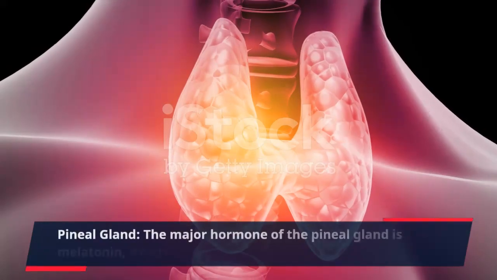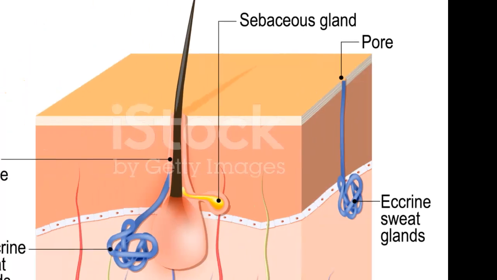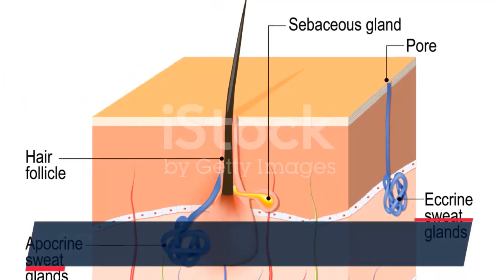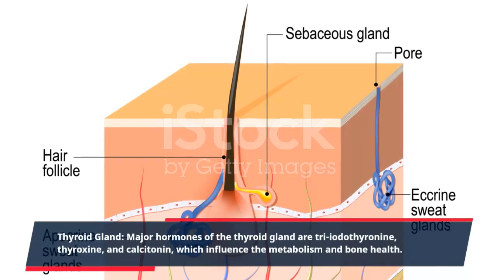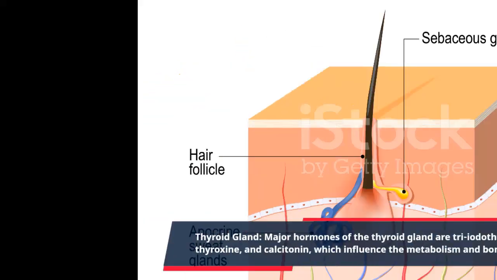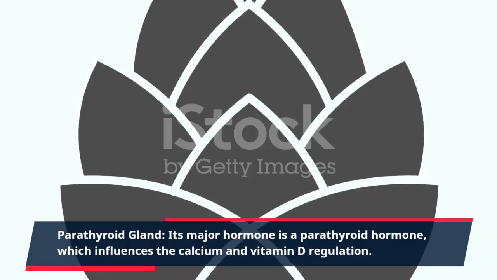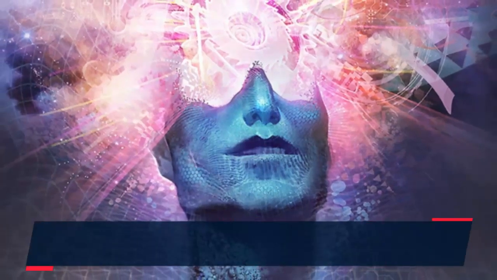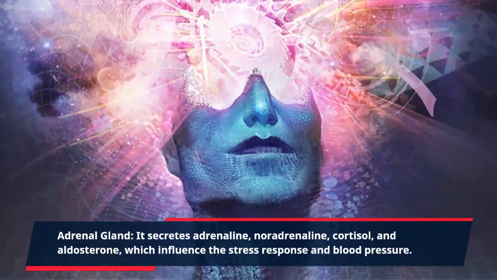Pineal gland, the major hormone of the pineal gland is melatonin, which influences the sleep cycle. Thyroid gland, major hormones of the thyroid gland are triiodothyronine, thyroxine, and calcitonin, which influence the metabolism and bone health. Parathyroid gland, its major hormone is a parathyroid hormone, which influences the calcium and vitamin D regulation. Adrenal gland, it secretes adrenaline, noradrenaline, cortisol, and aldosterone, which influence the stress response and blood pressure.